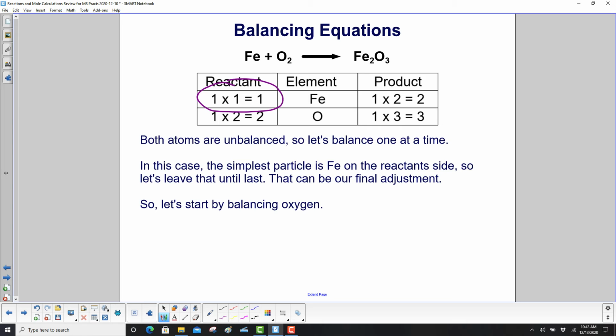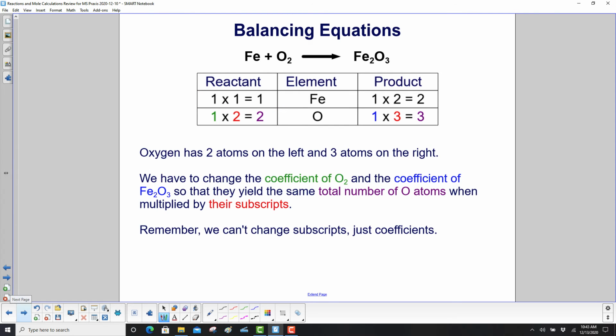Let's start by balancing oxygen. All right, you have a 2 here and a 3 here, so that's not balanced. Oxygen has 2 atoms on the left and 3 atoms on the right. We have to change the coefficient of oxygen and the coefficient of iron oxide so that they yield the same total number of oxygen atoms when multiplied by their subscripts. Remember, we can't change the subscripts, just the coefficients.